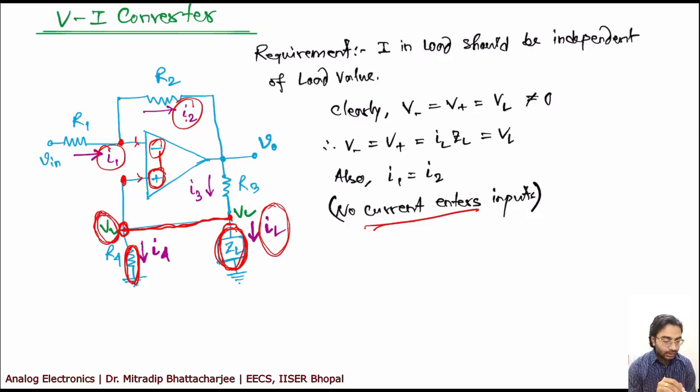So in this case, your V minus will be equal to V plus will be equal to VL, which is not equal to 0, right? And your I1 is equal to I2, as no current is flowing inside. So whatever is coming here will directly go through I2. Okay.